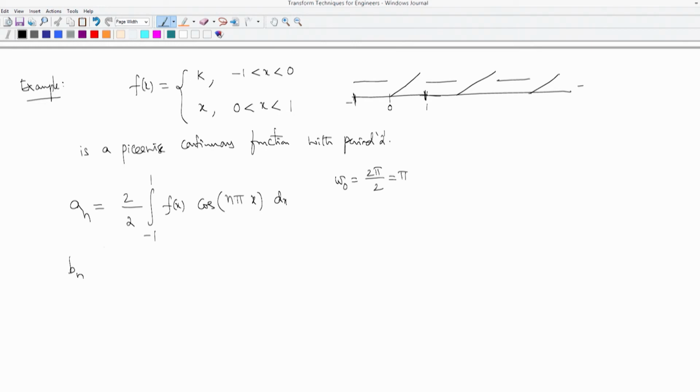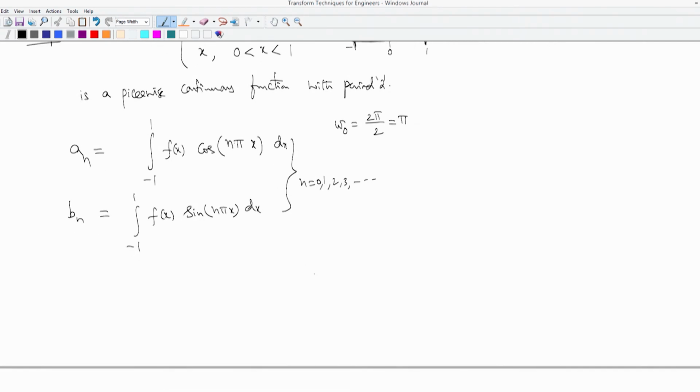b_n's are similar, so 2 by 2 is 1. So b_n's are similarly defined as f(x), instead of cosine you have sine there, sin n pi x dx. So this is running with n from 1 to 3 onwards. n is also 0 here. So if you define at n equal to 0, 1 to 3, and b_0 is anyway 0.